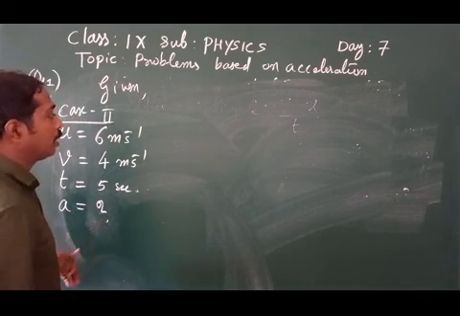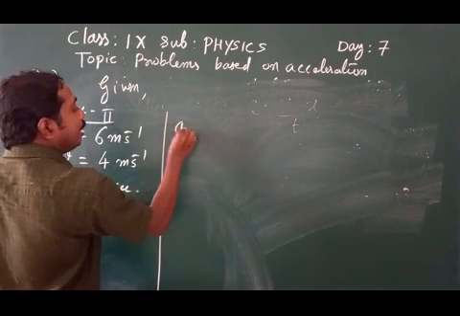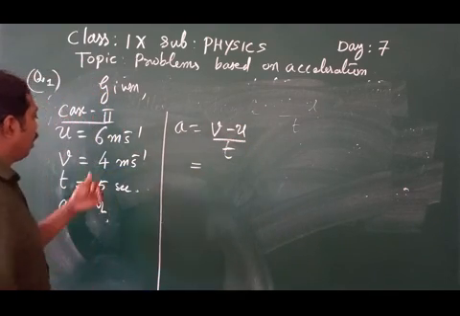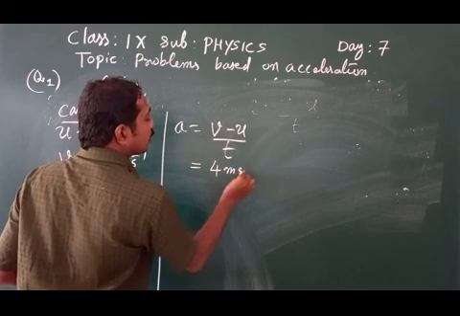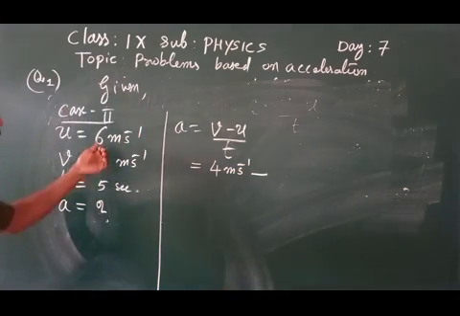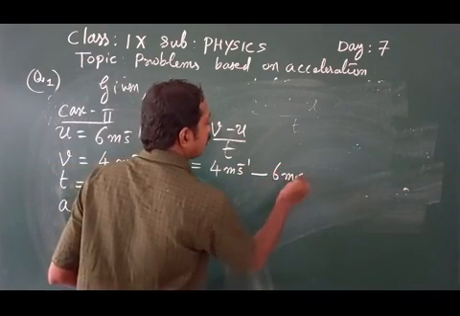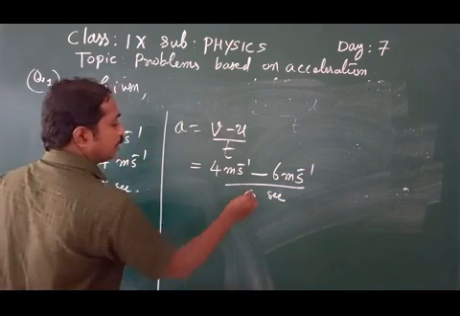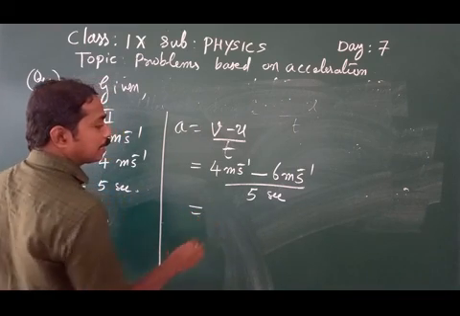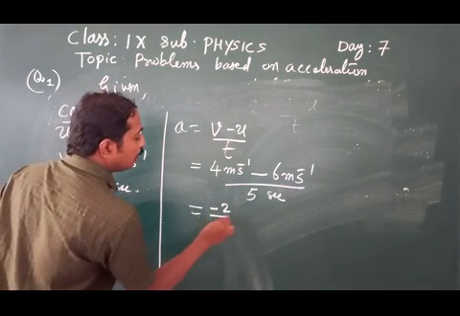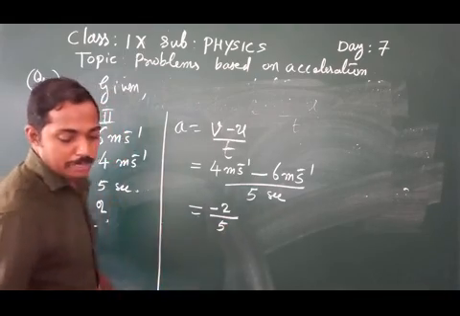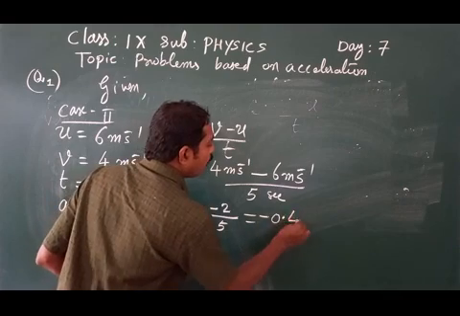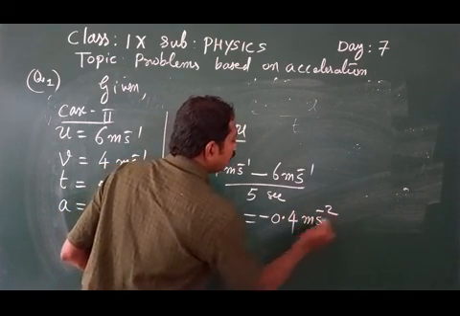Acceleration, question mark. But which way will we do it? A equal to V minus U by T, equal to 4 meter second raised to minus 1 minus 6 meter second raised to minus 1, divided by 5 seconds. So we have 4 minus 6 is minus 2, divided by 5. What is minus 2 divided by 5? We will get minus 0.4 meter second raised to minus 2.